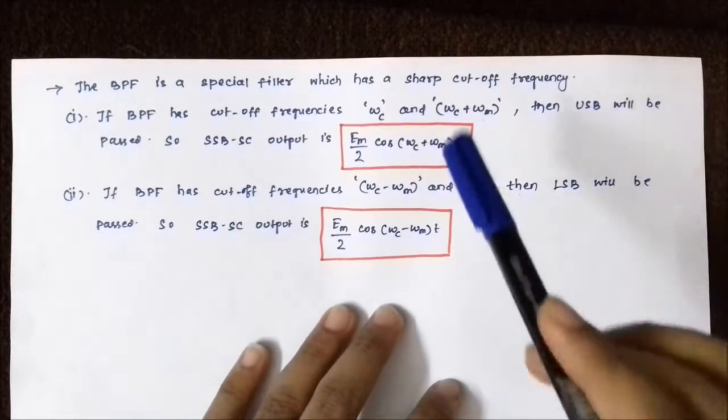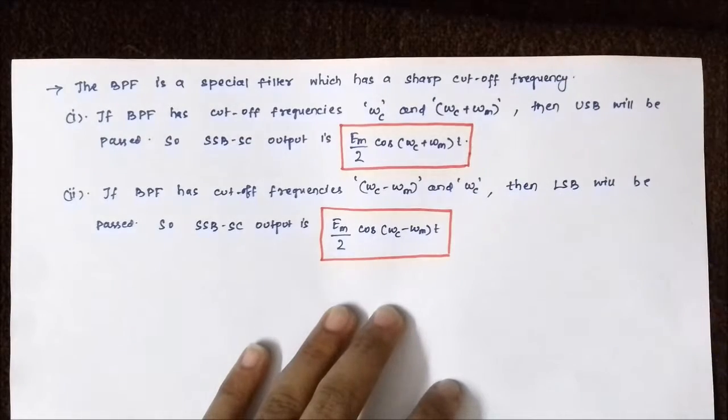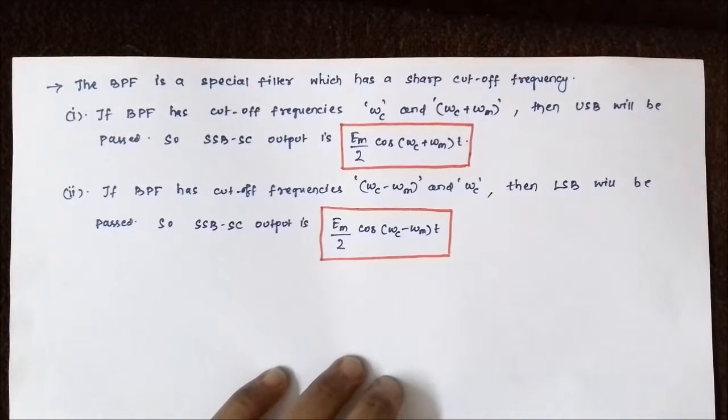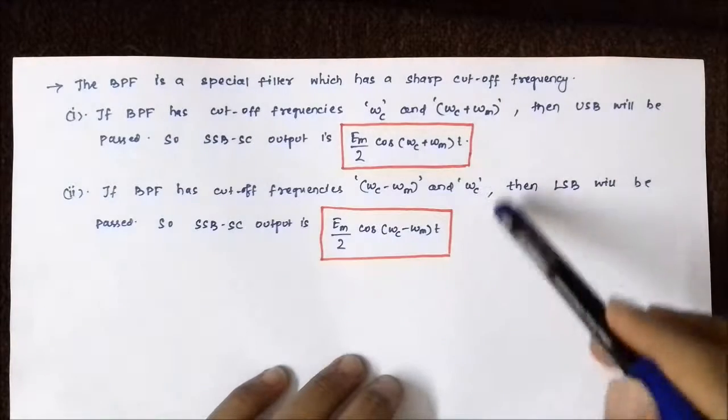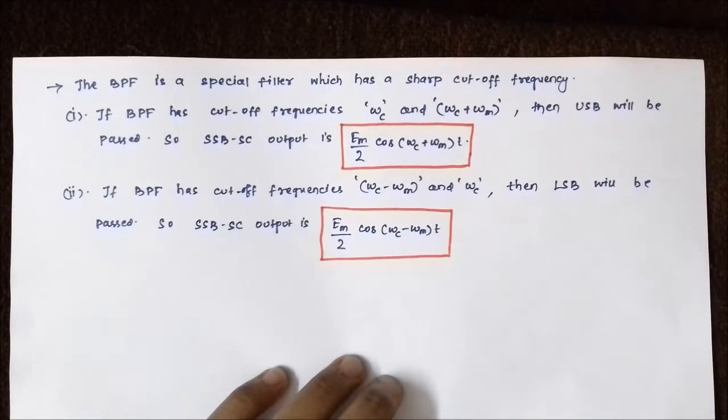This selection of the frequency range of the band pass filter determines whether the lower sideband is passed or the upper sideband is passed. So this is the basic concept about the generation of single sideband suppressed carrier amplitude modulated signal using the filter method or the frequency discrimination method, as frequency was involved here. In my next video, I will be discussing the phase shift method or the phase discrimination method.